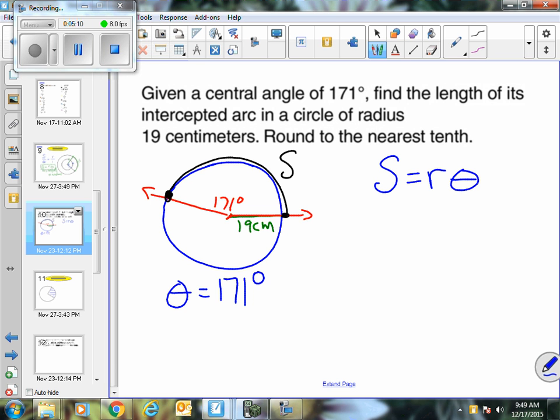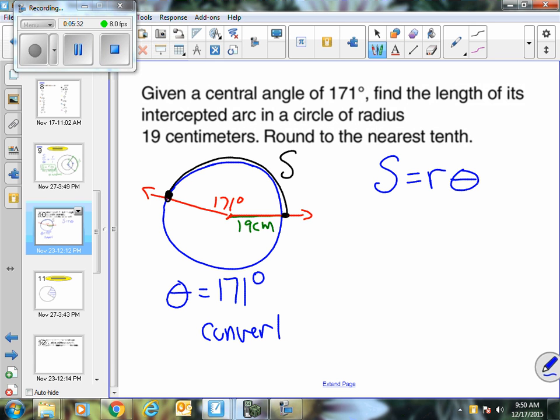So it's 171 degrees. I cannot just plug in 171 for theta, because if you just plugged it in and you meant 171 radians, my goodness, that would be around the circle, whatever 171 divided by 6 is. So lots and lots of times, like over 20 times around the circle. So we need to convert that to radians.